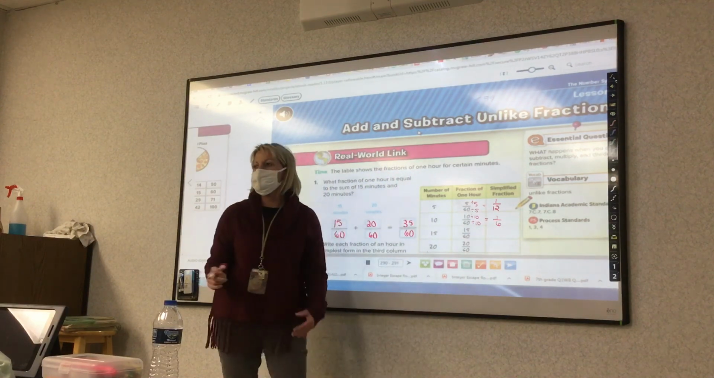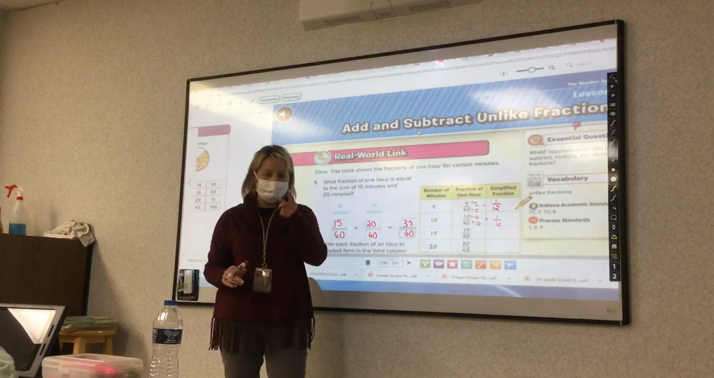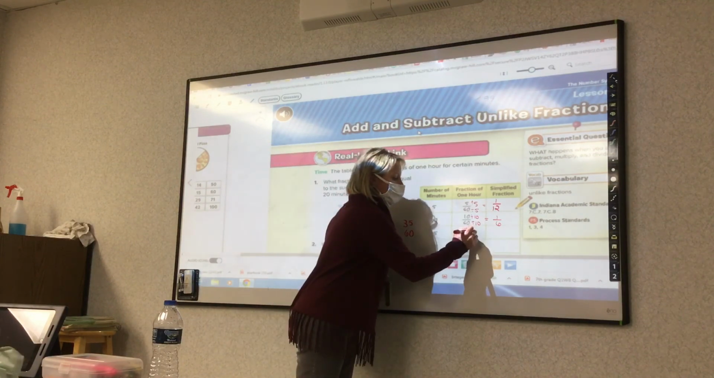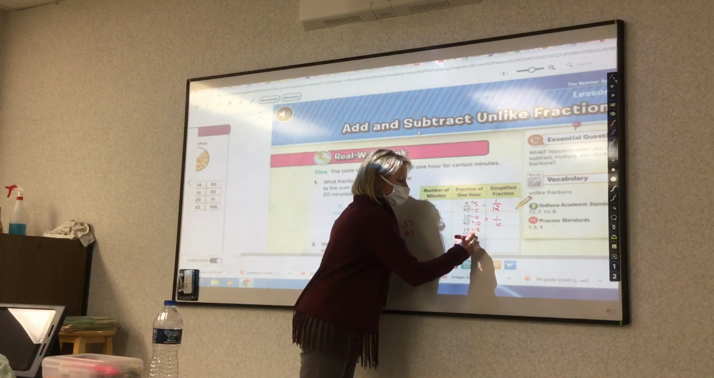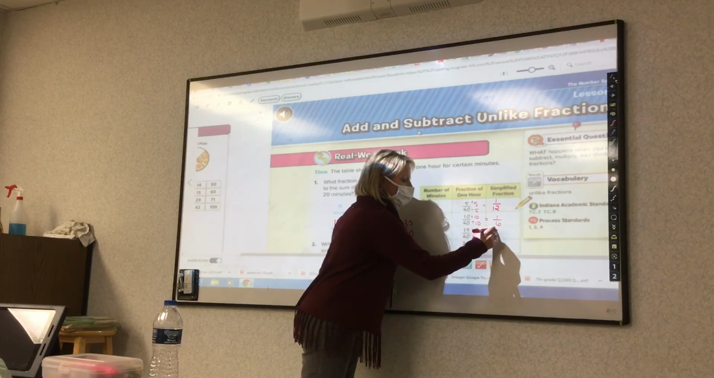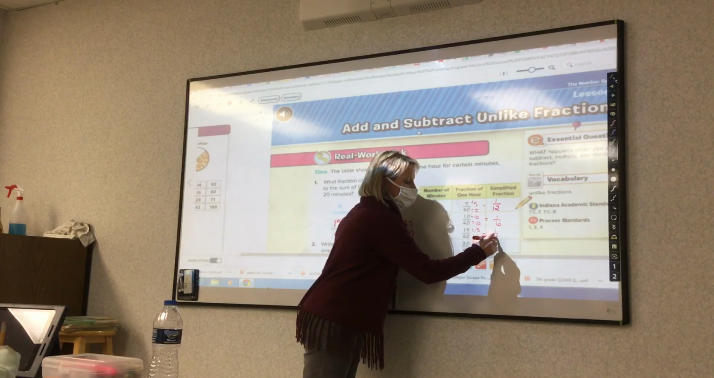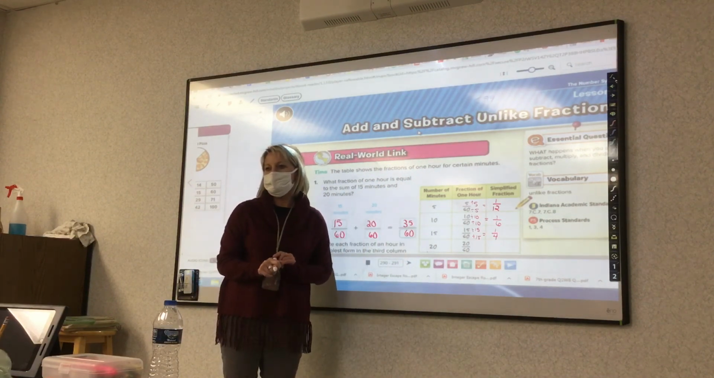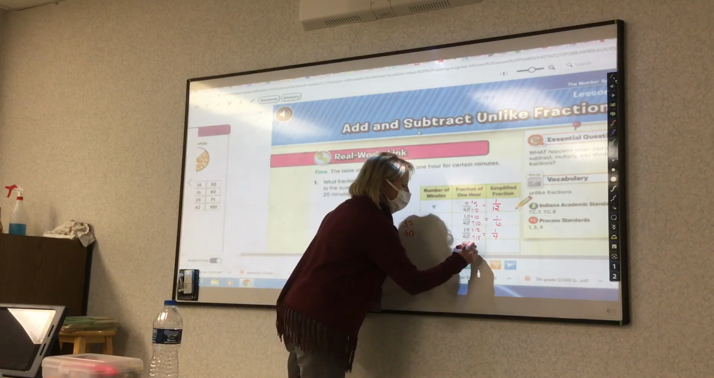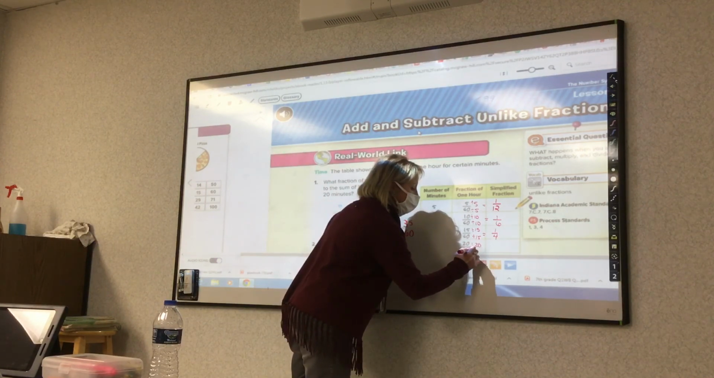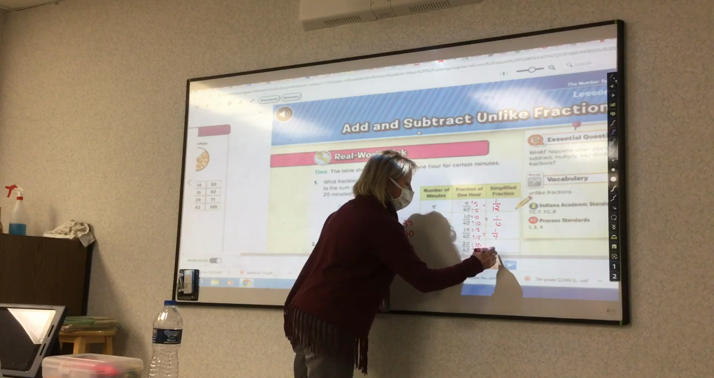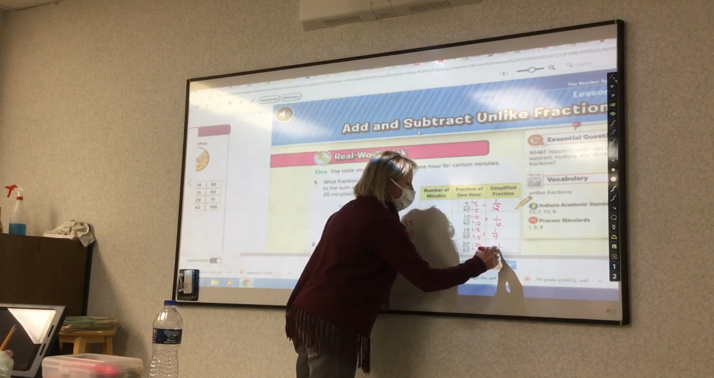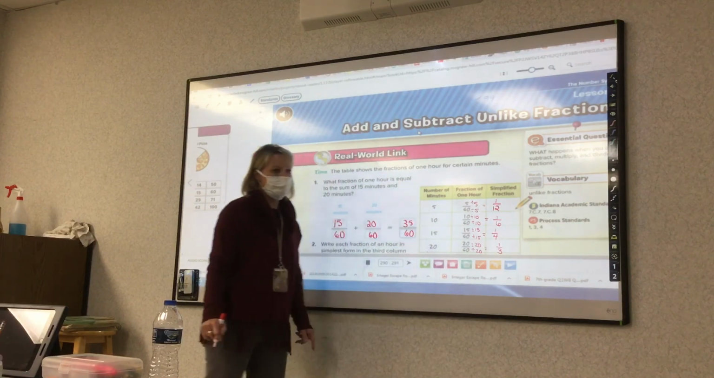15 60ths. 15. Very good, we're going to reduce by 15. So 15 divided by 15 is 1. 60 divided by 15 is 4. And then 20 60ths, what are we going to reduce that by? 20. And it does not take much time to show what you're reducing by. And then it reduces down to 1/3.